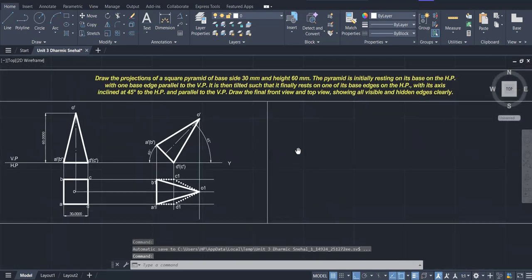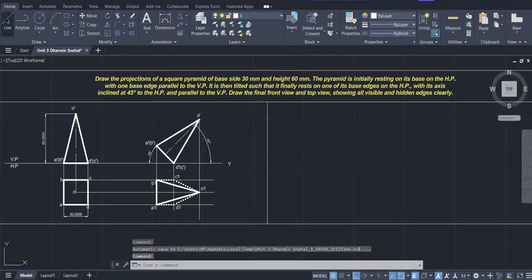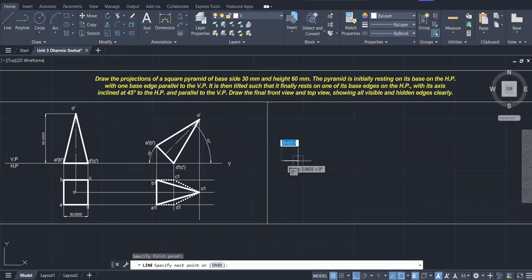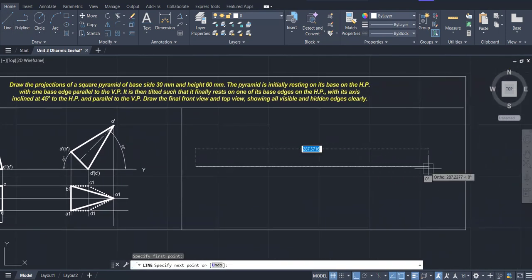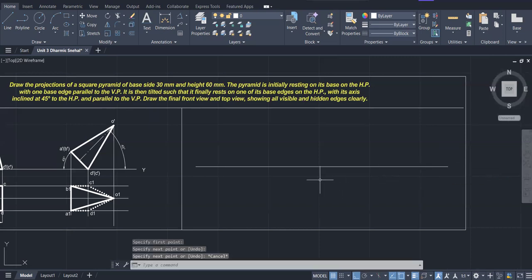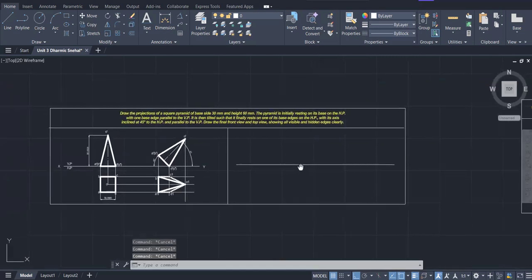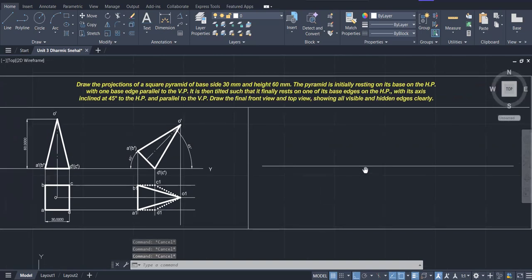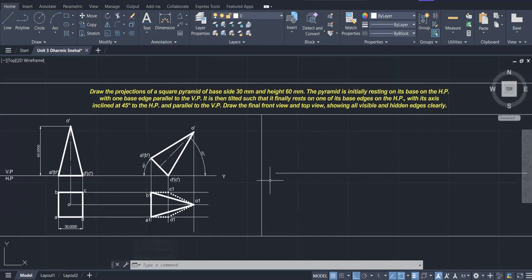Now let's start the drawing from here. In this area we will draw a line, and on this line we will get four things to know: the left side is X and the right side is Y. Above the line is VP, the vertical projections, and below the line is HP, the horizontal projections. We will draw in this.